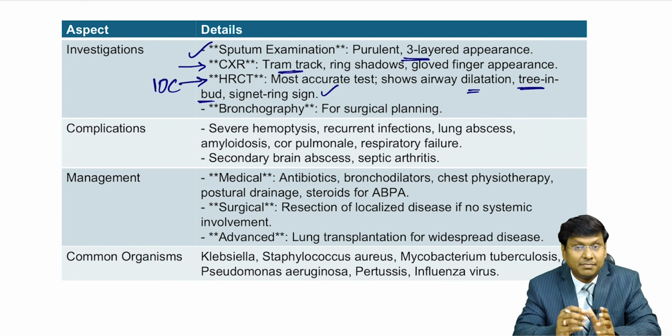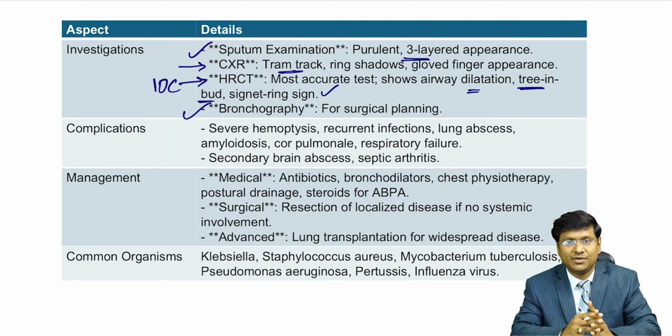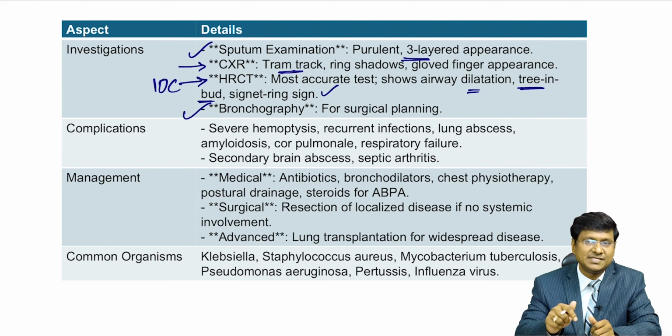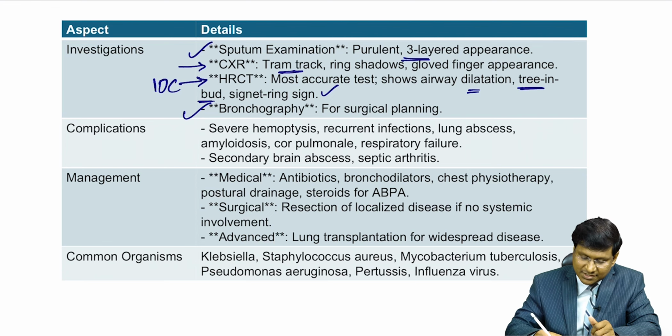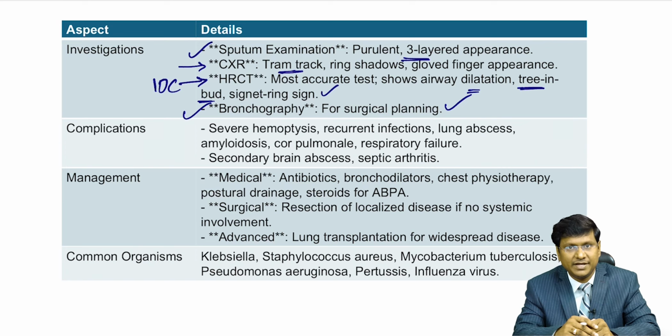So tree in bud appearance as well as the signet ring sign is what is observed on the HRCT. But if you want to visualize the bronchus, then what you need to do is bronchography or bronchoscopy. By doing this, it is not that you will only be visualizing the bronchus, you will also plan for the surgery as well. So for surgical planning also, this particular bronchography is very important.